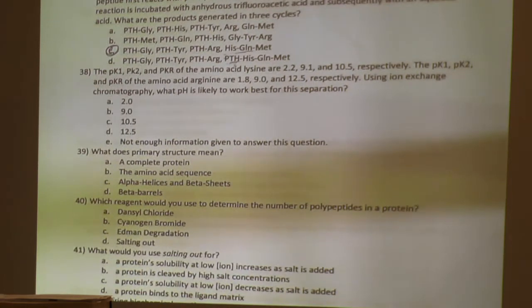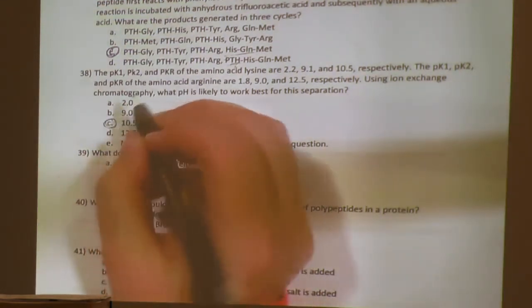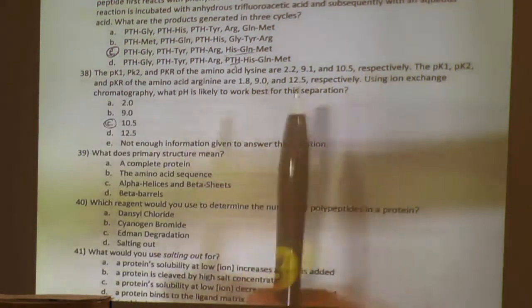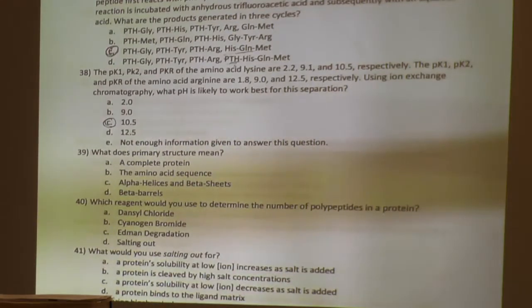Number 38. This is another one of those questions. I'm pretty sure I didn't like this one. I don't know why I put it in there. The answer is going to be C. That's the one that I have. I wouldn't use this question to study because the pHs are really close together, and I don't exactly like that problem. I just didn't review my review.